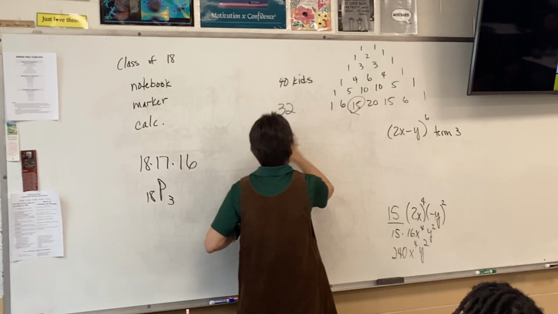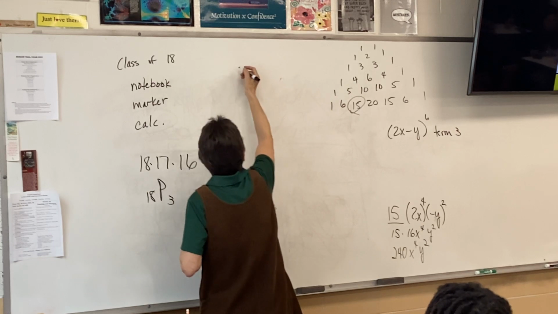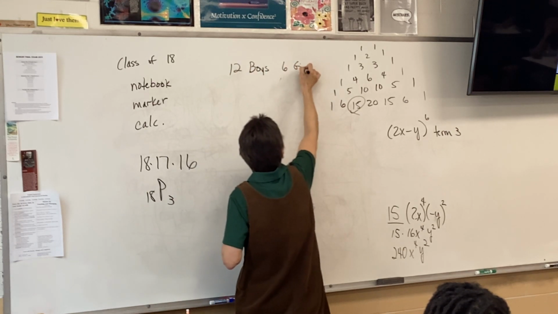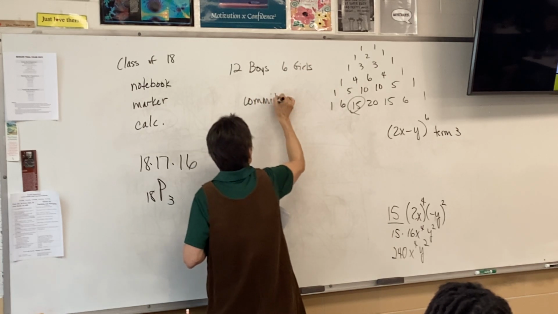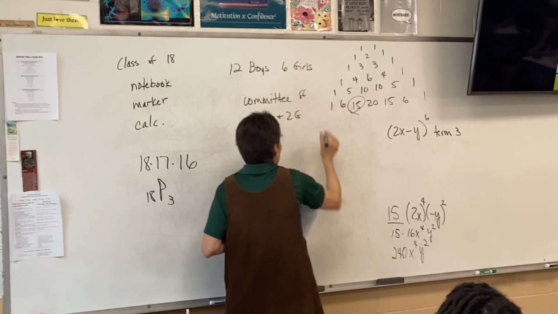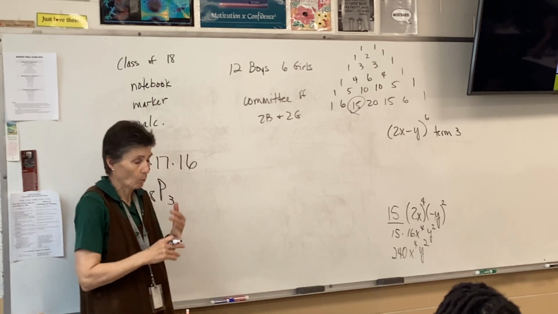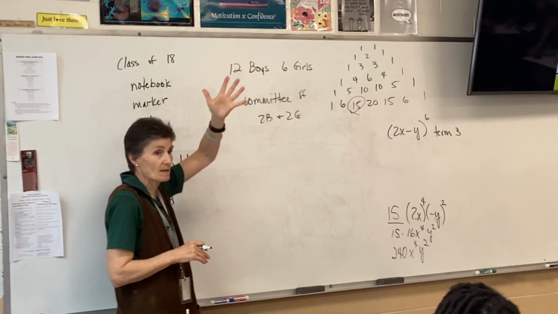Suppose that I have this class of 18, and 12 of them are boys, 6 of them are girls, and I'm going to pick a committee of 2 boys and 2 girls. How many ways can I do that? I'm picking a committee of 2 boys and 2 girls from this class of people.